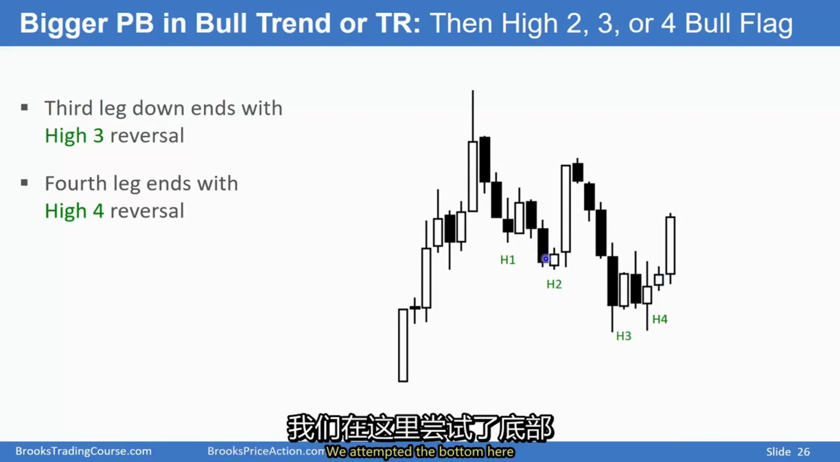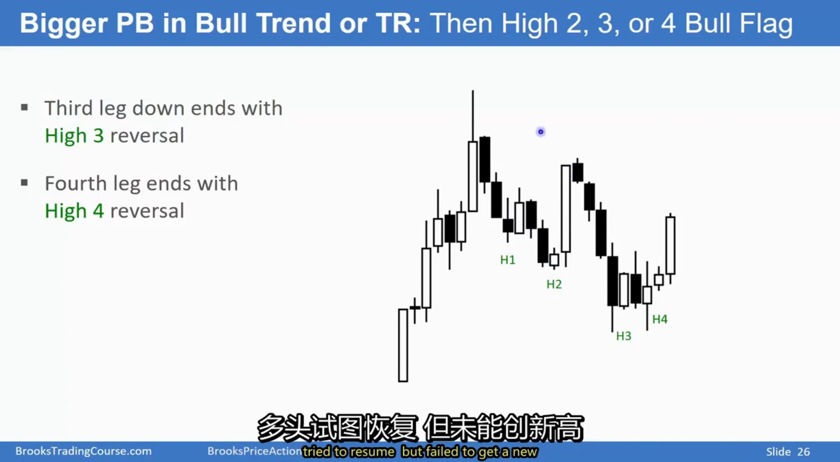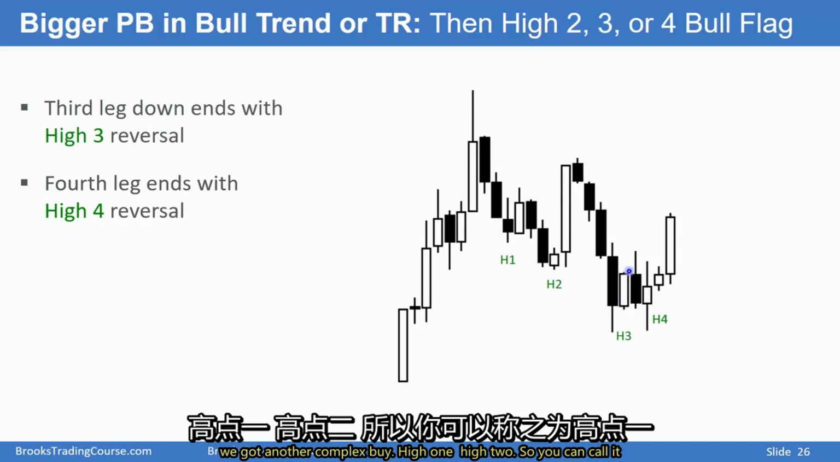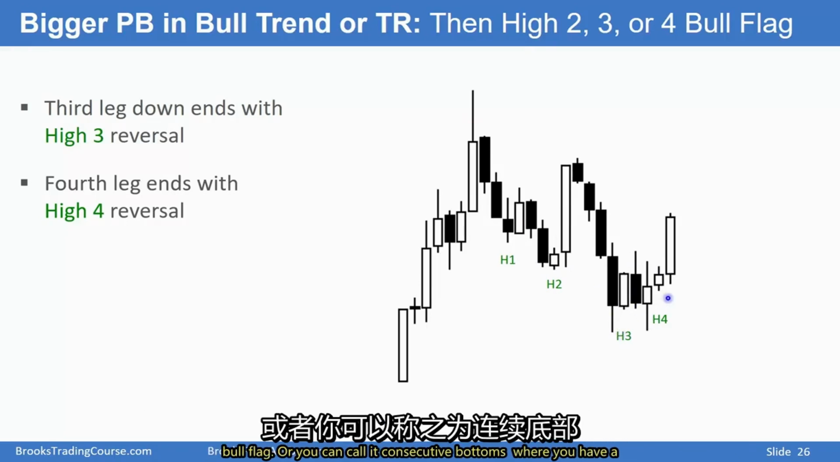We attempted to bottom here, a complex bottom, 1, pullback, 2, so it's complex. The bull tried to resume, but failed to get a new high. The bear resumed down, the correction resumed down, and then we got another complex buy, high 1, high 2. So you can call it high 1, high 2, and then high 3, high 4. So this is a high 4 bull flag.